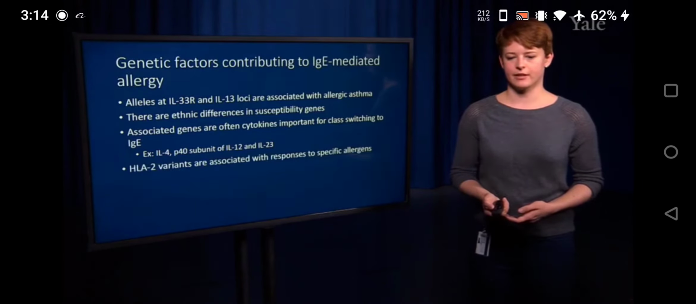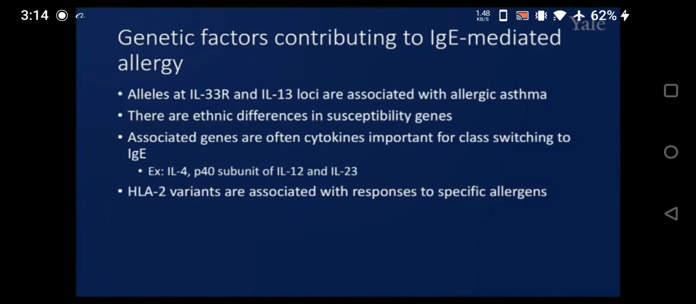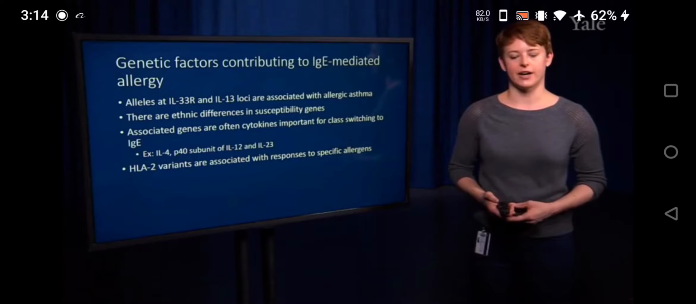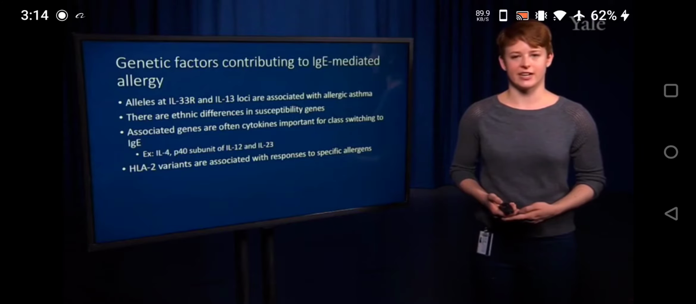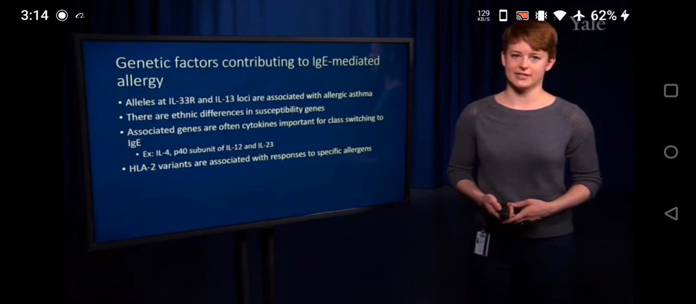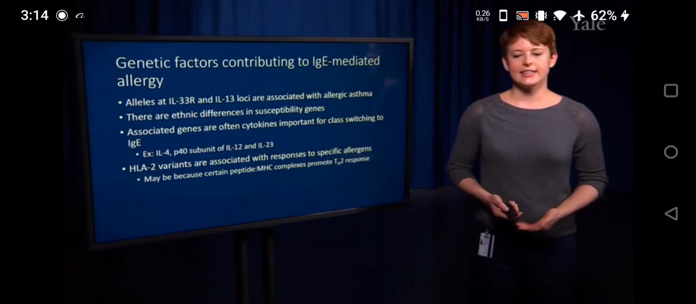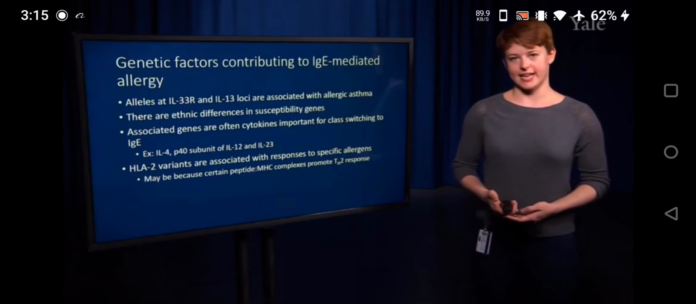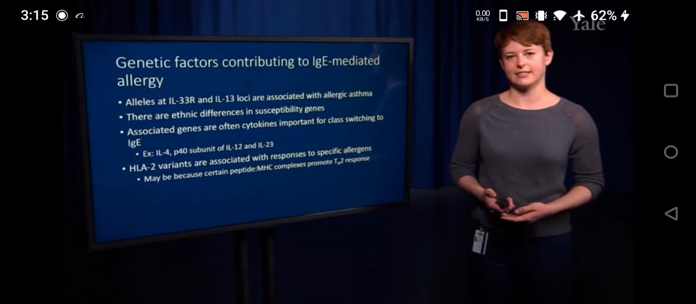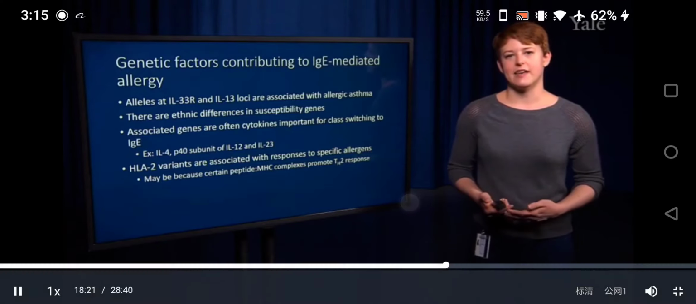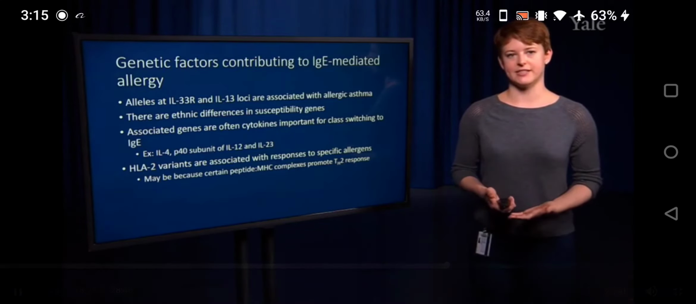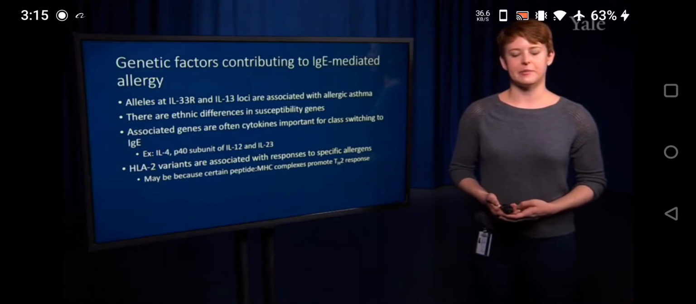Okay, so as we mentioned with the autoimmunity and immunodeficiency lecture, the HLA variants are very important for differences in the immune response. So in this case, HLA-2 variants are associated with responses to specific allergens. And this is likely due to peptide presentation. So different HLA variants are able to bind to different peptides. And so it's possible that some variants are able to present more peptides from allergens and therefore promote a Th2 type response.